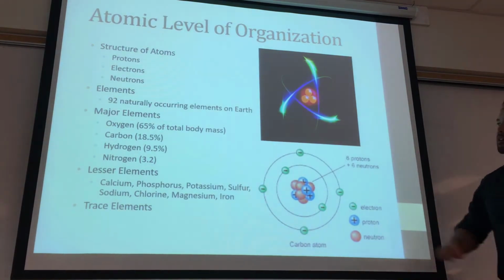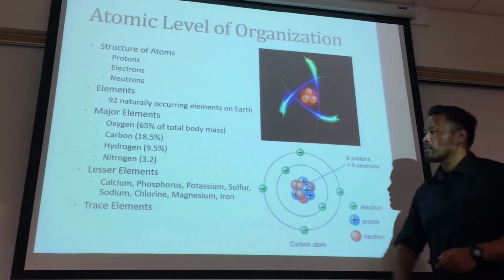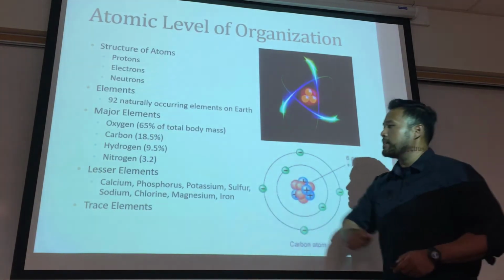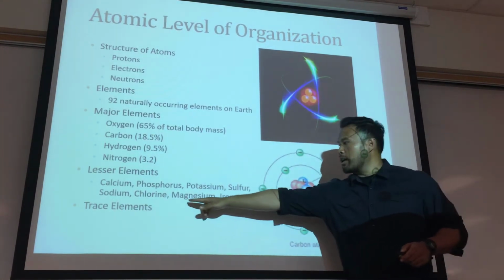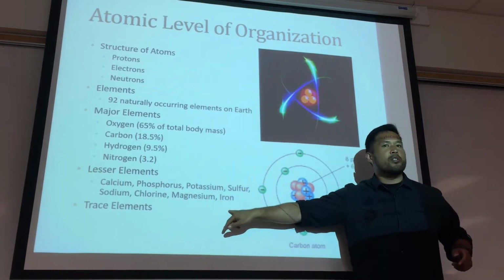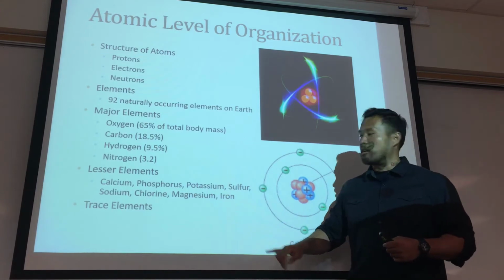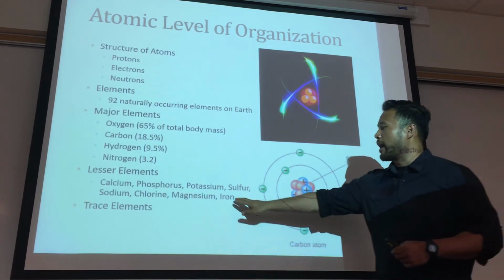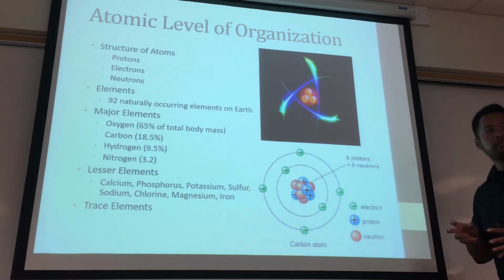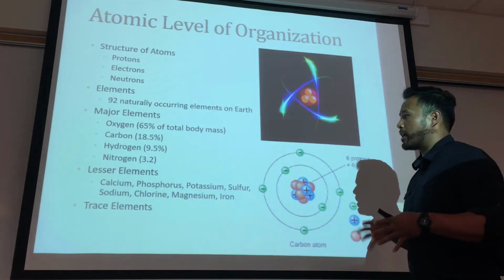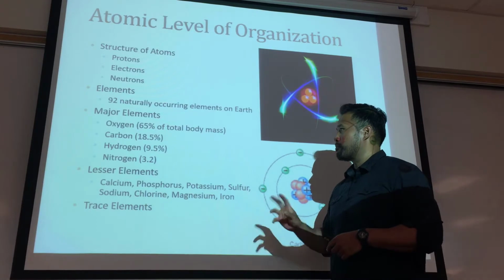The other elements, when we look at the other 5%, some of them will include the lesser elements. Things like calcium, phosphorus, potassium, sodium, chlorine, magnesium, iron. Iron you would have seen in your red blood cells, specifically a protein called hemoglobin that we'll talk about later on that will hold on to iron. These are also required to be found in our human body, but in lesser percentages.